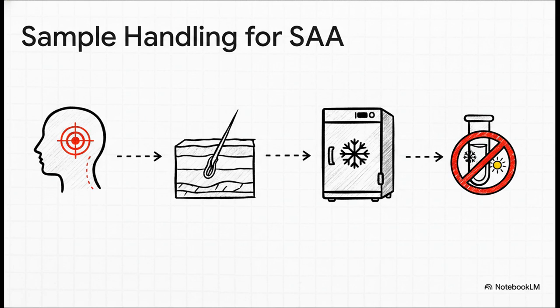To ensure the accuracy and reproducibility of the skin SAA, standardized sample handling is not just recommended, it's mandatory. The preferred biopsy site is the posterior neck. You have to ensure the depth is sufficient to capture that dermis-subcutaneous junction. The sample then needs to be flash frozen immediately at -80°C and, of course, protected from any freeze-thaw cycles, which would destroy the seed integrity.